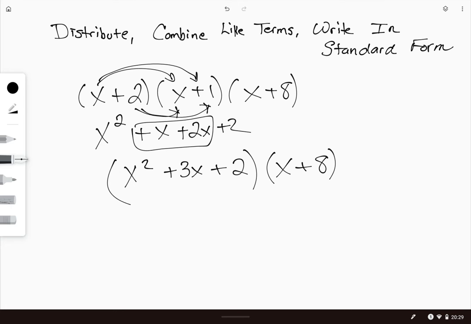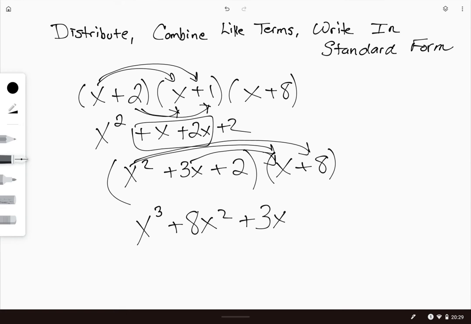Okay, so we can go ahead and distribute the x squared. So x squared times x is going to be x to the third power because I keep my base and add my exponents. 8 times x squared is 8x squared. 3x times x is going to be 3x squared, keep the base, add my exponents. 3x times 8 is going to be 24x. Then I have 2 times x, which is a 2x. Then I have 2 times 8, which is 16.